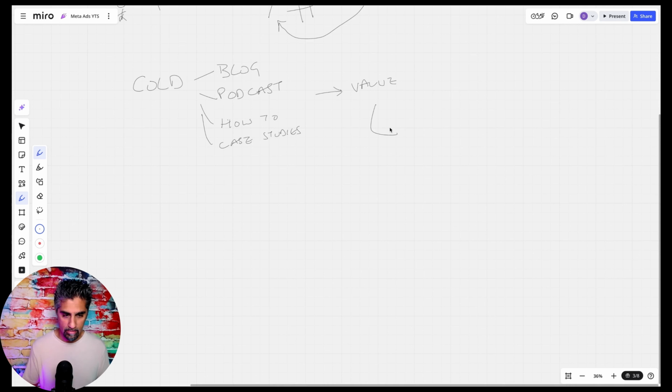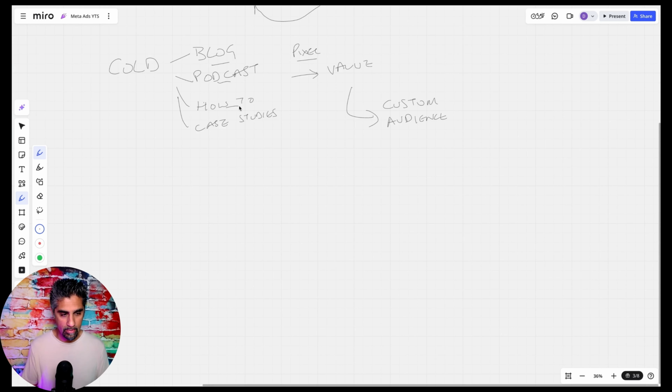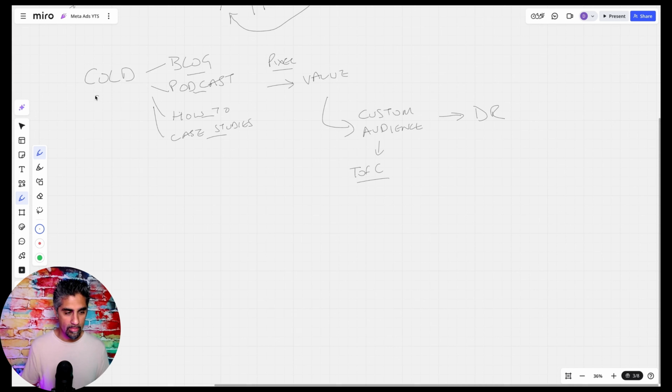Based on the content, dropping the pixel on the website, I would then retarget them using a custom audience. With Meta, for example, you can create a custom audience based on activities on a pixel, on a website, on emails and things like that. So if someone's come through any of these, I can put them into a custom audience just based on top of funnel content. We'll just say TOFC for the time being. Then I can deliver them a direct response ad.